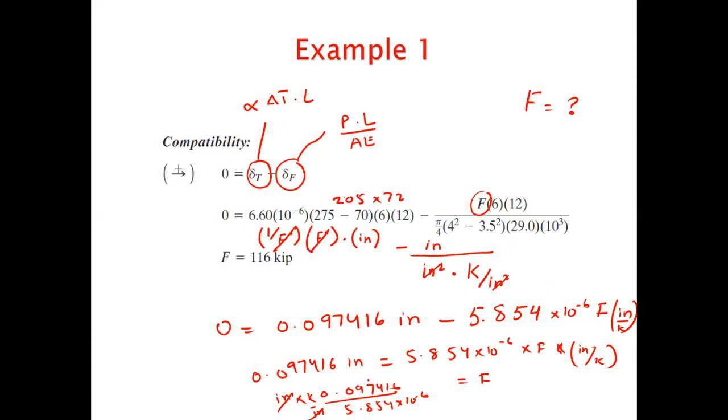So you can calculate that 0.097416 divided by 5.854 exponent minus 6. The answer will be 11640 kip. The answer will be in kip.